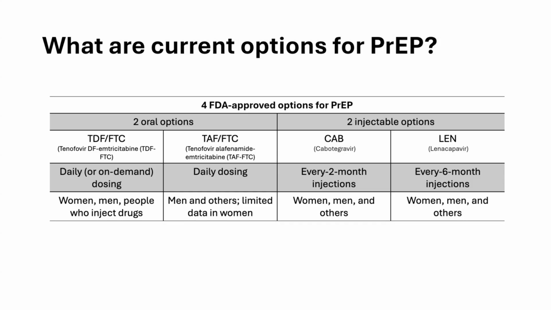Cabotegravir has been shown to be superior to oral PrEP in women, men, and other populations, probably because it obviates the need for daily pill adherence. And then lenacapavir has also been shown to be superior to TDF-FTC for PrEP in women and men and other groups.